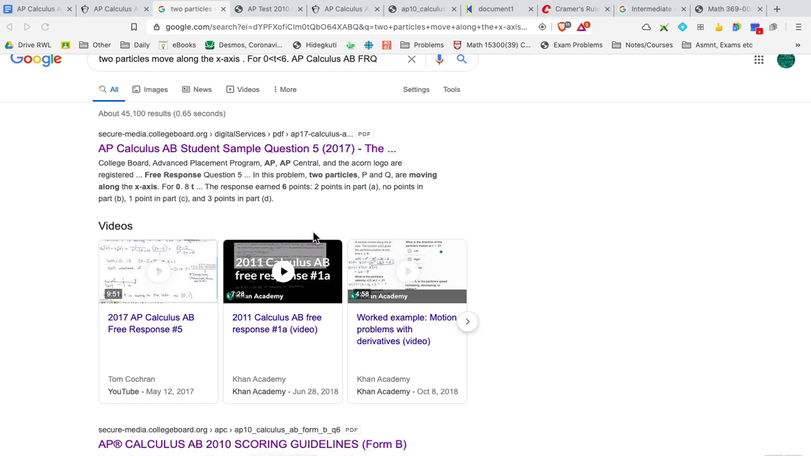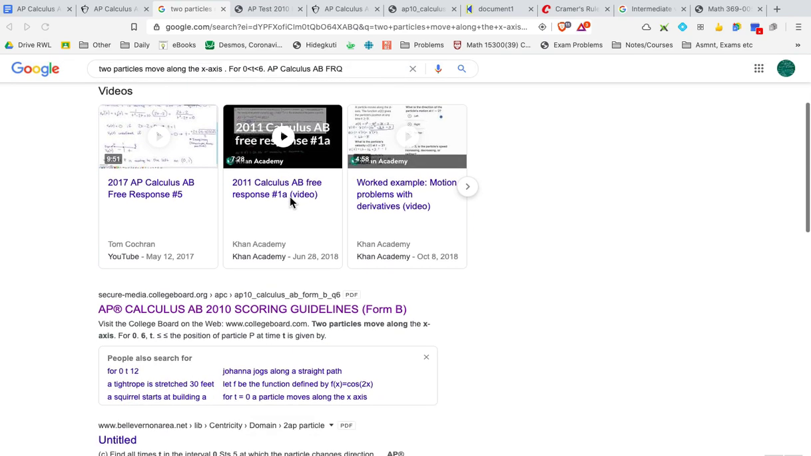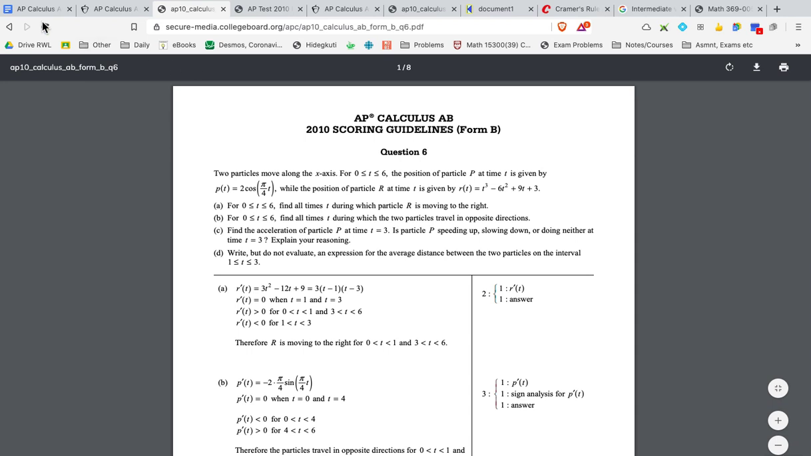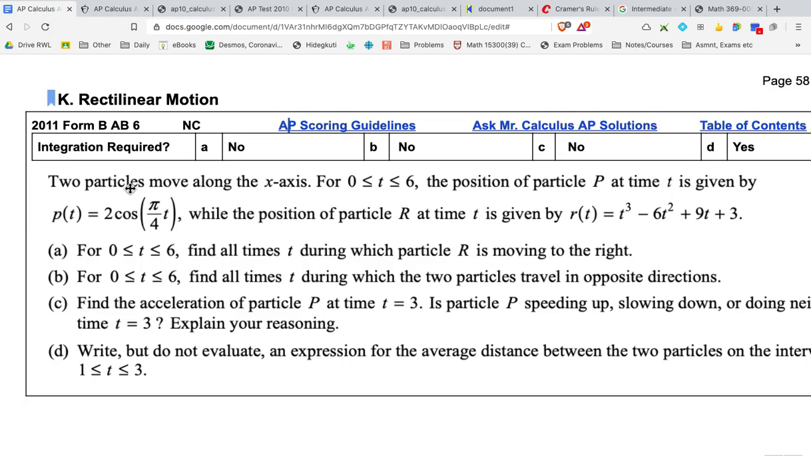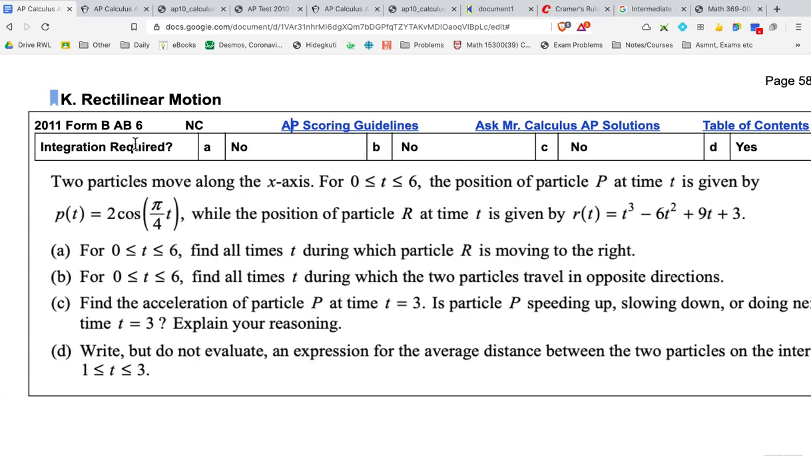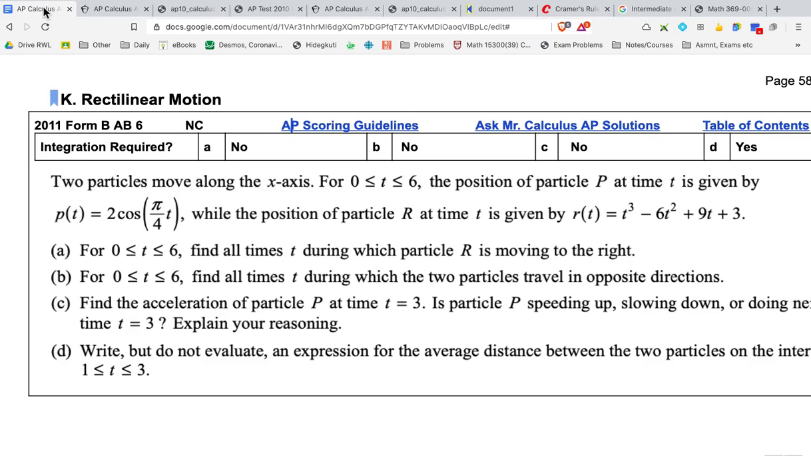I don't know. Is this going to be the right one? Okay, folks, in that Google search, the first thing that came up wasn't the right one. So then I went to the second one and clicked on it. And sure enough, take a look at this. Two particles move along the x-axis for t between 0 and 6. The position of particle is 2 cos(πt/4). Let's see if that's right. It's the correct question.